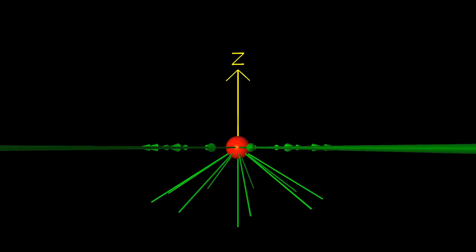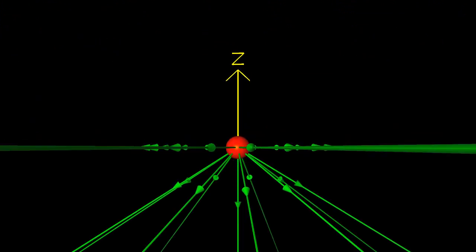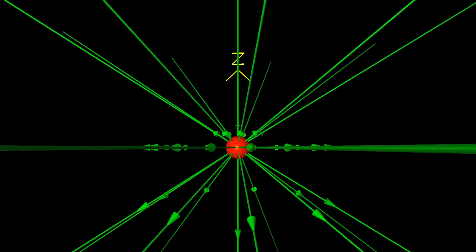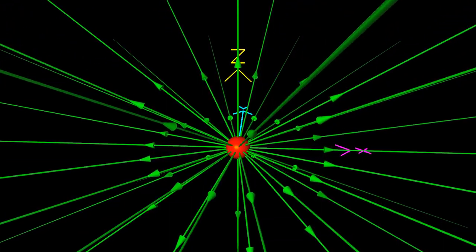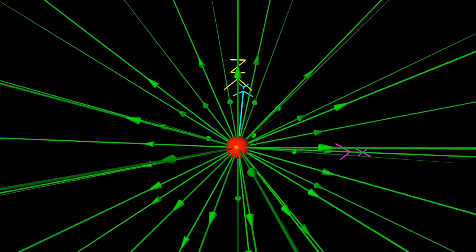Field lines are not limited to a two-dimensional plane. The three-dimensional plot illustrates the field lines below and above the XY plane, which are also pointing straight away from the source charge to infinity.